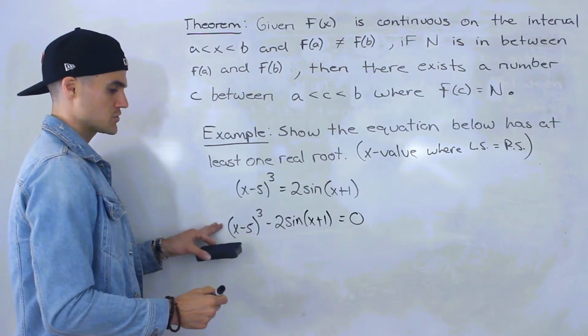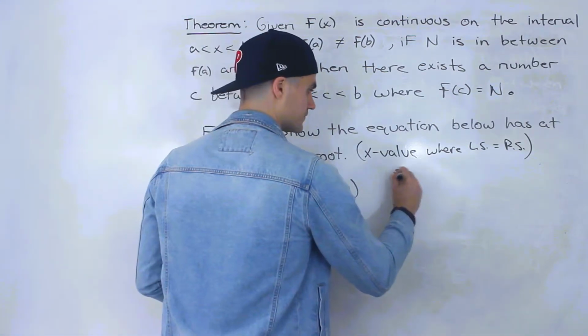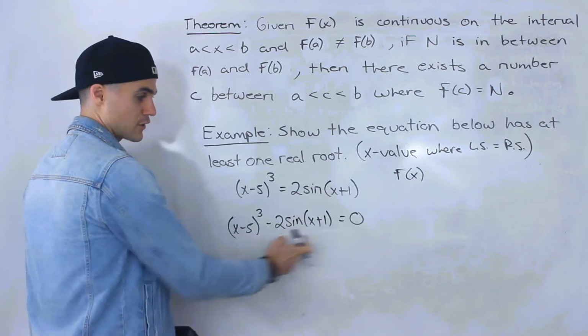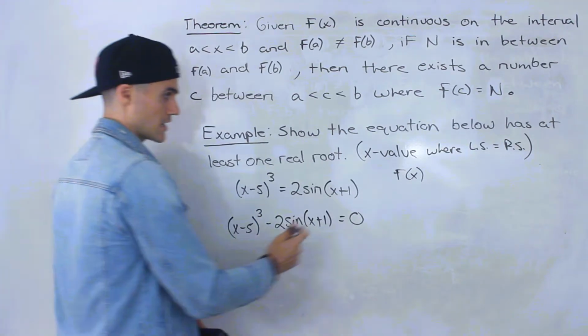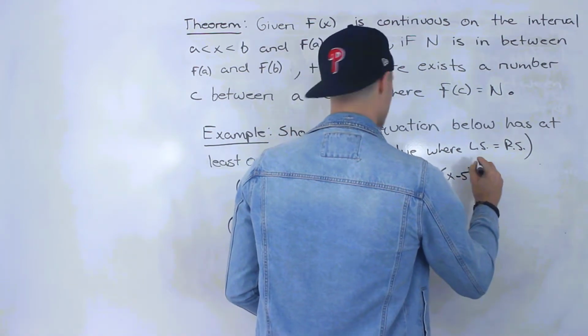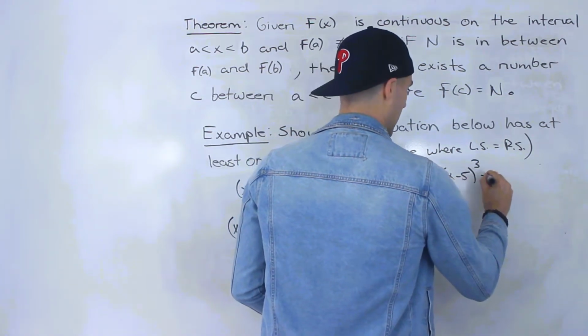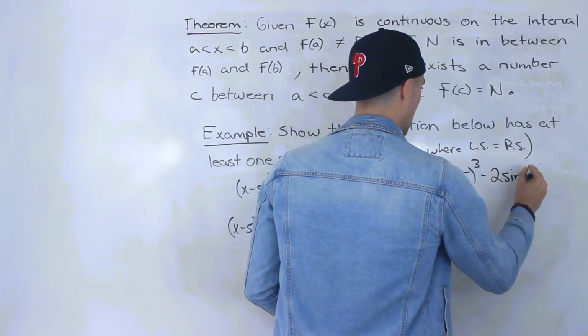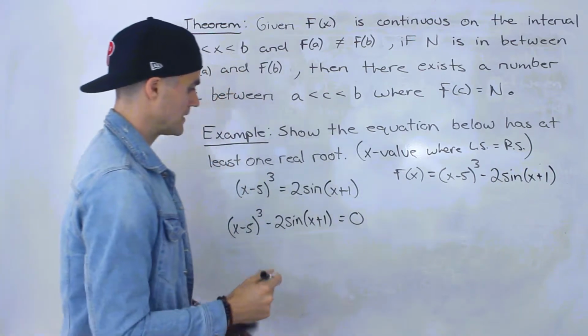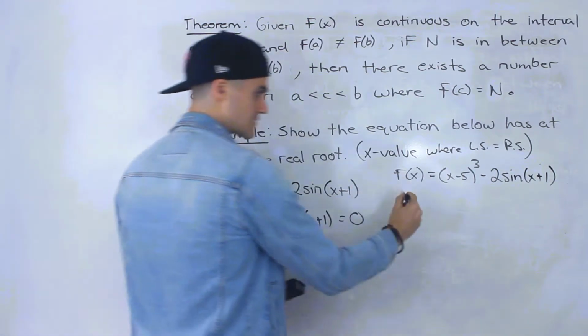And so what we want to do is define a function on this. This is the function we're going to be working with, the expression on the left side. So f of x is going to equal (x minus 5) to the power of 3 minus 2 sine of (x plus 1).